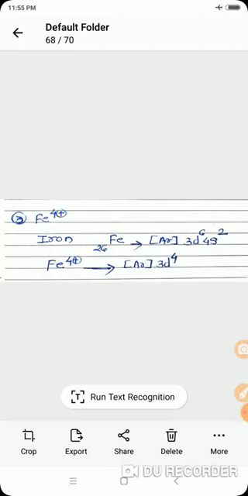So now next is the Fe4+ ion. Fe is the symbol for iron, having atomic number 26, and its electronic configuration is [Ar]3d6 4s2. 3d6 4s2 is the valence shell electronic configuration, and we have to write the electronic configuration of Fe4+ ion.